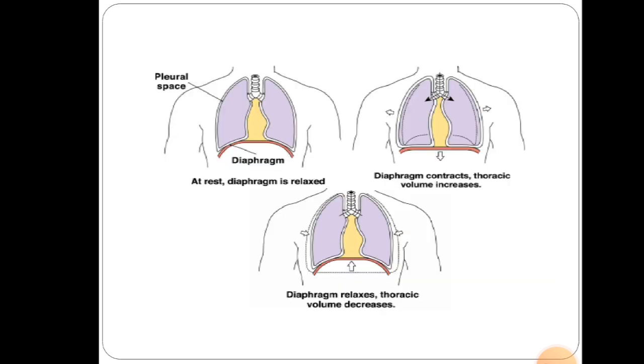So in this figure, at rest, the diaphragm is usually relaxed, and when the thoracic volume increases, it contracts, and then again, when the volume decreases, it relaxes.